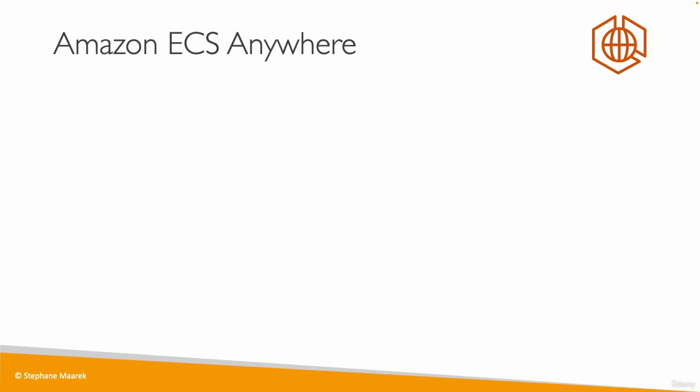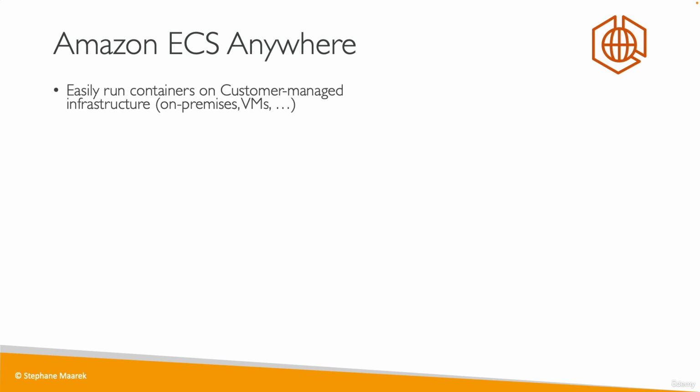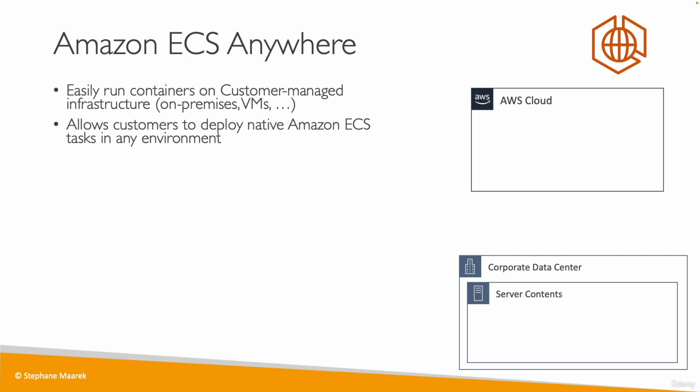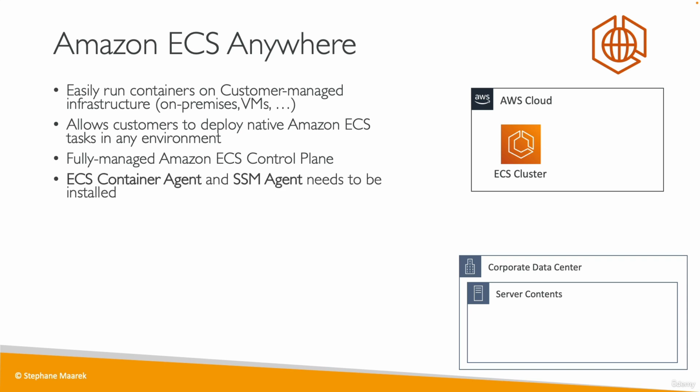So now let's talk about the integration between the container services of AWS and your on-premises deployments. The first one is Amazon ECS Anywhere, which allows you to easily run containers on customer-managed infrastructure. That means your on-premises servers, your VMs, and so on. And so that allows you to deploy any Amazon ECS task in any environment. So we have the cloud and our corporate data center, and we're going to leverage the ECS service, the ECS control plane, to manage our containers on premises.